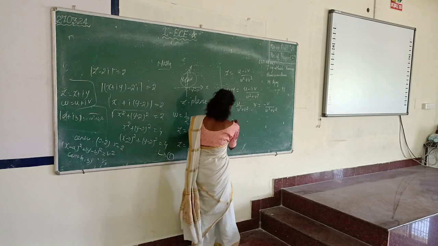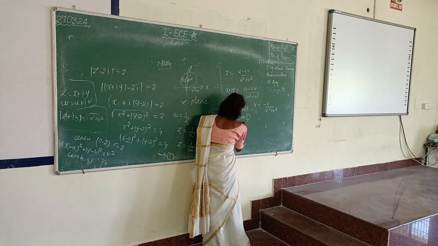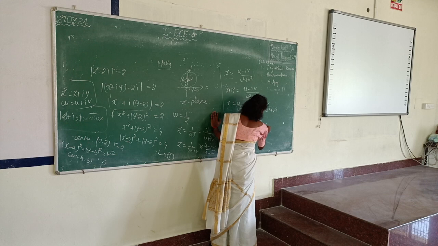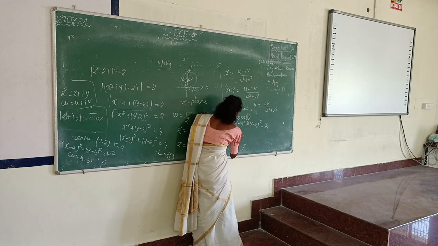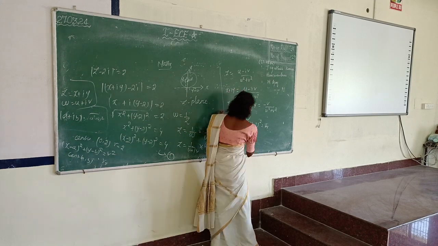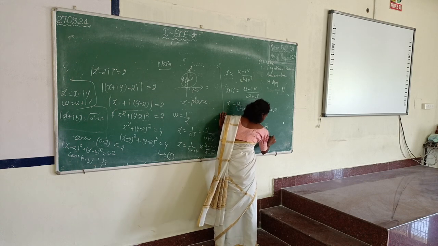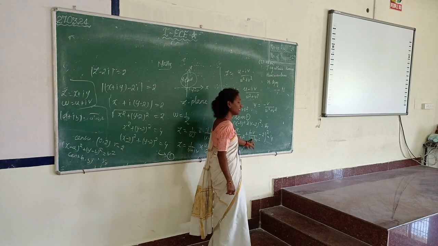So first, from equation number 1, what are we getting? x minus 0, the whole square, plus y minus 2, the whole square, is equal to 1. 2 square, that is 4. Then, to substitute the x value, u square plus v square, the whole square. Then y is minus v, divided by u square plus v square, minus 2, the whole square, is equal to 4. Next, in the denominator, both have the power 2.